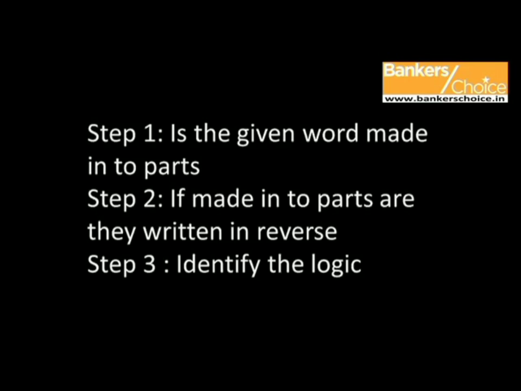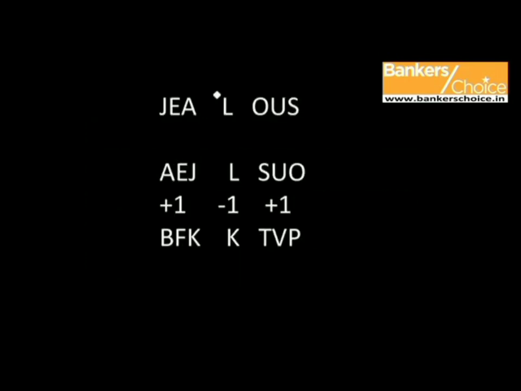Now come back to the question. So the first thing you need to know is, jealous is made into 3 parts. After that, JEA is written in the reverse order. Similarly, OUS is written in the reverse order, which is SUO.